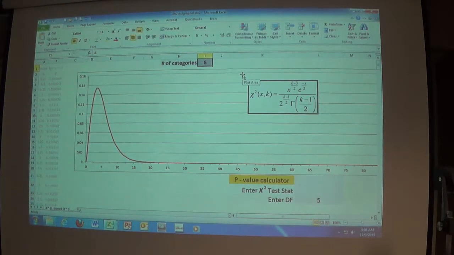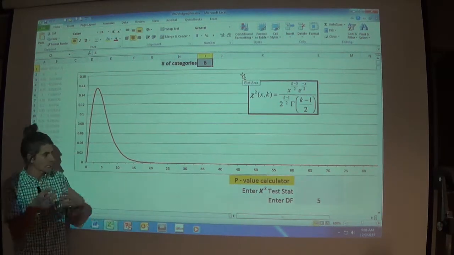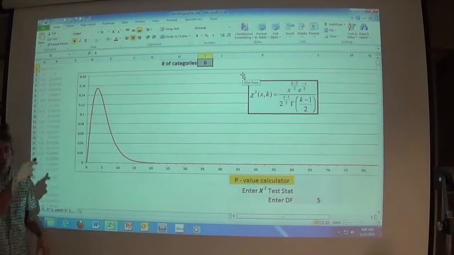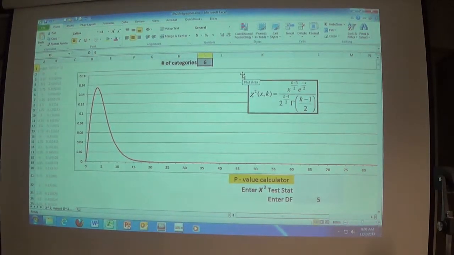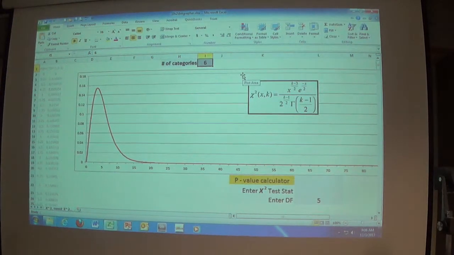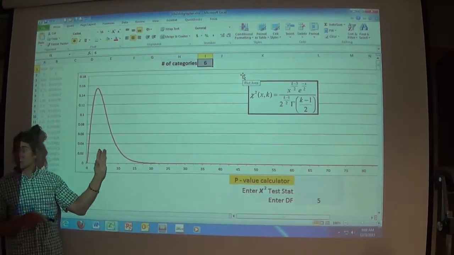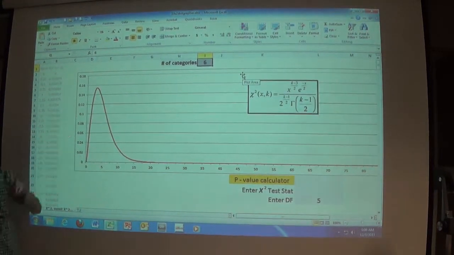That changes the degrees of freedom, which is one of those funny little terms in statistics that means less and less to us, to 5. It's always going to be 1 less than your number of categories. You don't have to worry about that. Your TI, the program I wrote for you, takes care of that. But this is what that curve looks like, the chi-square distribution of 6 categories.